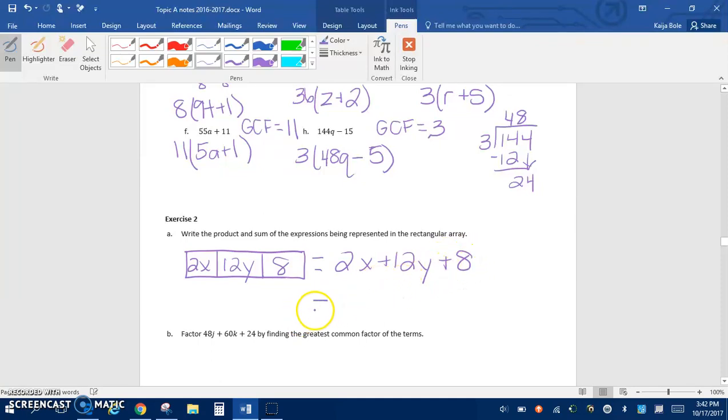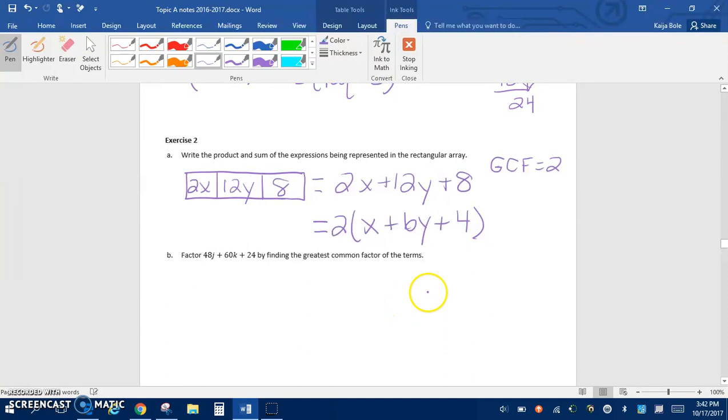But now, if we need to write it as a product, that means we're going to factor out the GCF. So the GCF here is just 2. So we're putting 2 on the outside, parentheses. 2 divided by 2 is 1x. Plus 12 divided by 2 is 6, so we'd have 6y, plus 8 divided by 2 is 4, so we'd have plus 4. So that is writing as a product of two factors.